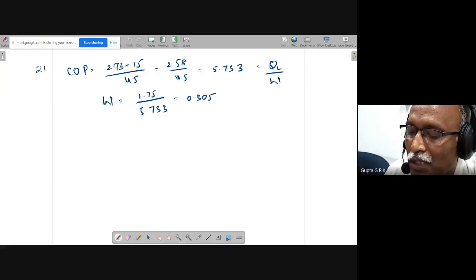Here I can find the COP because it is minus 15, so 273 minus 15, and the difference between TH and TL is 45. So 5.733 is the COP, which is QL by W. So I can find W because QL is given as 1.75. So W is 0.305.